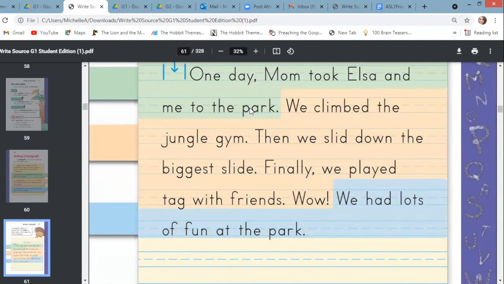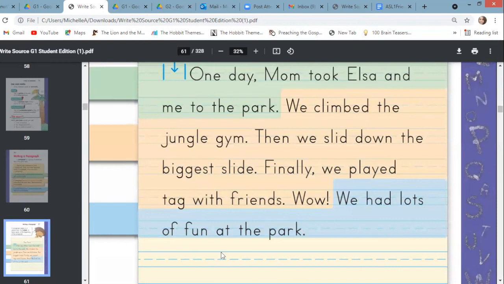One day, Mom took Elsa and me to the park. We climbed the jungle gym, then we slid down the biggest slide. Finally, we played tag with friends. Wow! We had lots of fun at the park.